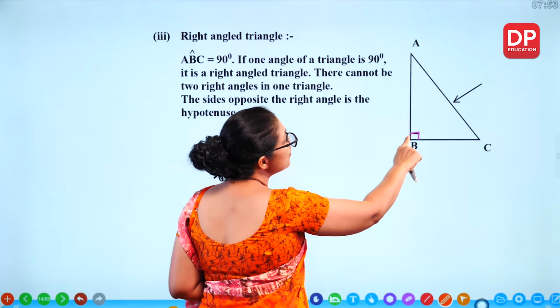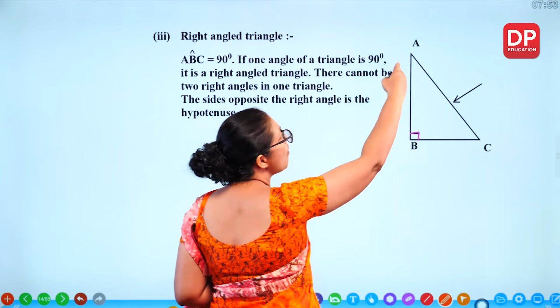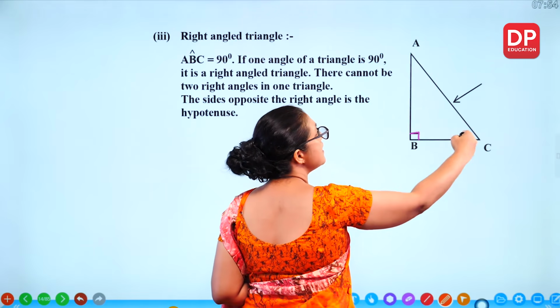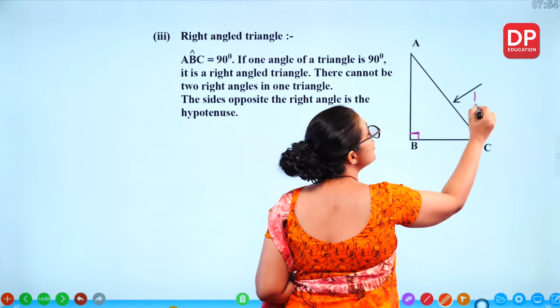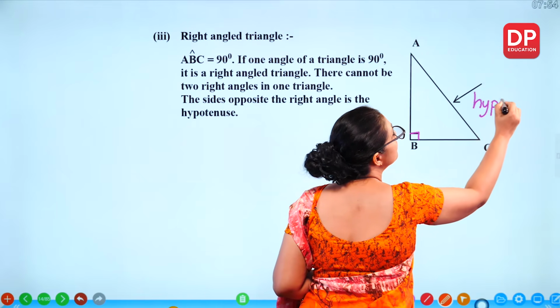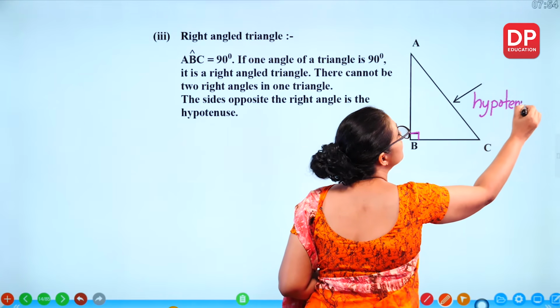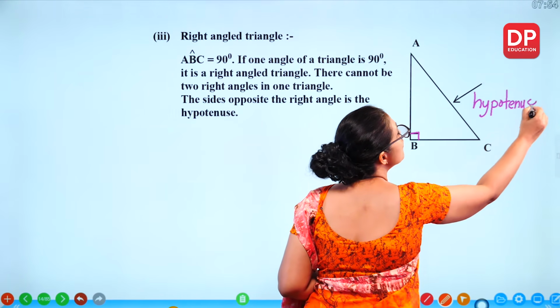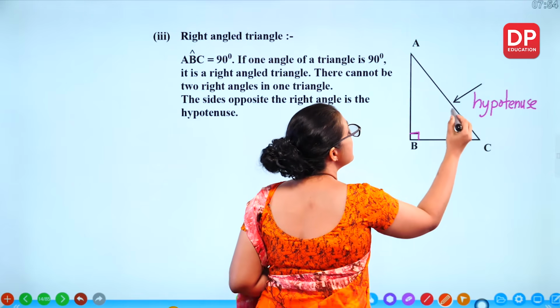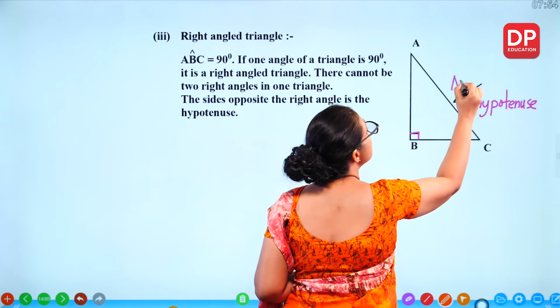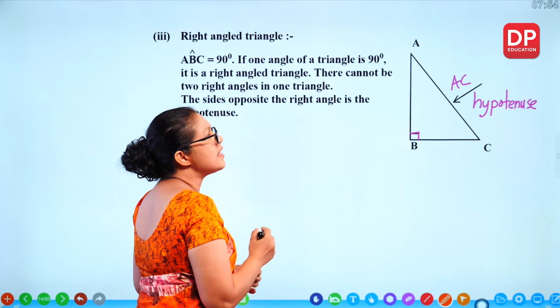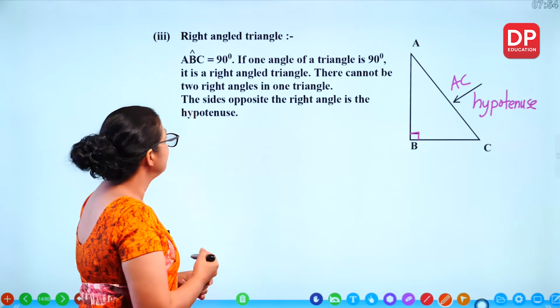Opposite to the 90-degree angle, this AC length is the hypotenuse. We call it the hypotenuse. So AC length is the hypotenuse in this triangle.